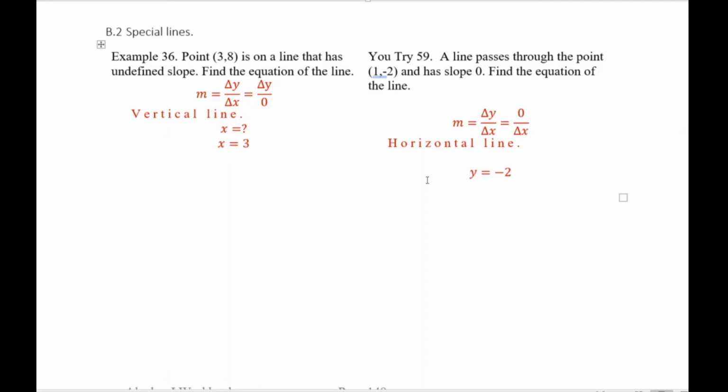So, if a line has slope 0, then m must equal 0, in which case, if we have a fraction equaling 0, the numerator must be 0. This occurs when the change in y direction is nothing. So I never go up and down, but I can go left to right, in which case this is a horizontal line, which is of the form y equals something, and it looks like y has to equal the number 2.